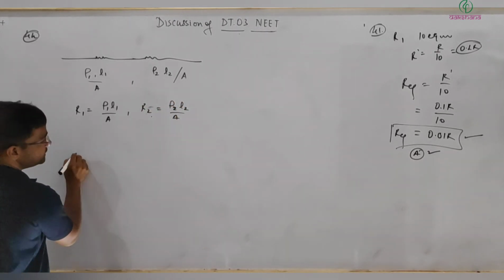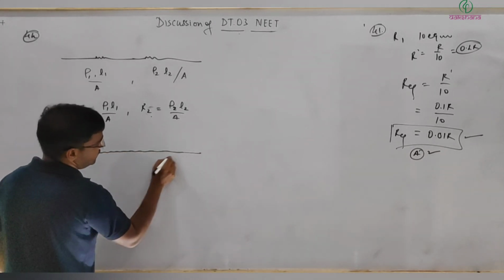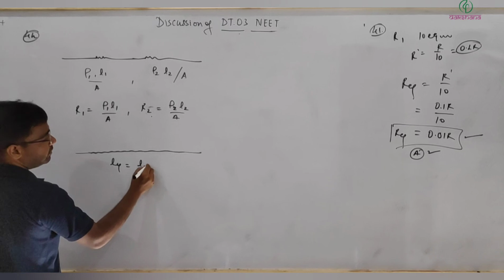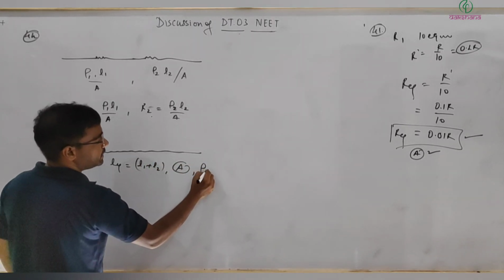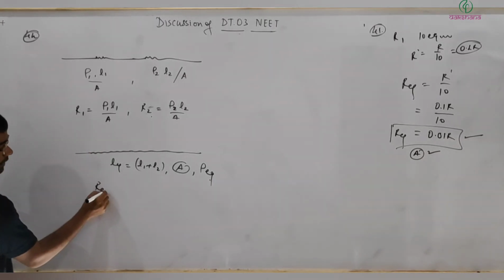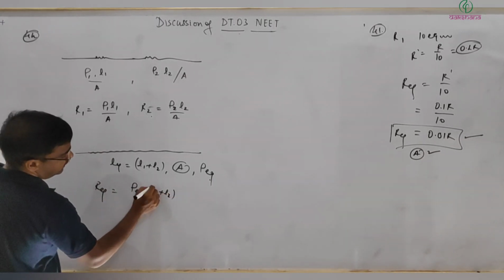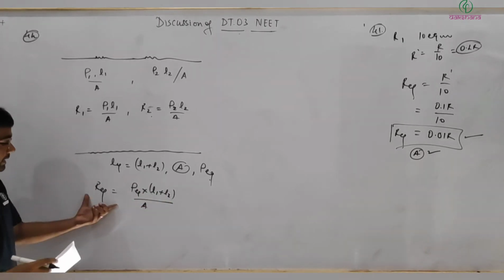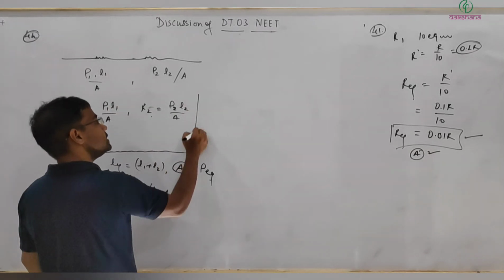and R2 is equal to rho 2 L2 divided by A. When these are connected, this is your effective resistance, then the length will become L1 plus L2, the area will still remain A, and the resistivity, let's say rho equivalent. Then I can write R equivalent is equal to rho equivalent into L1 plus L2, the total length, divided by area.